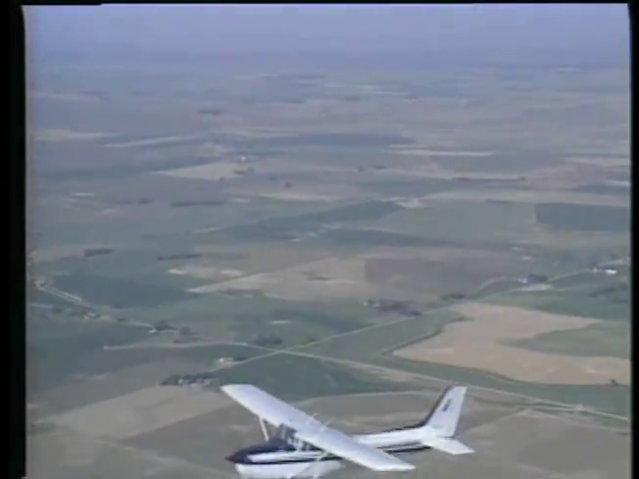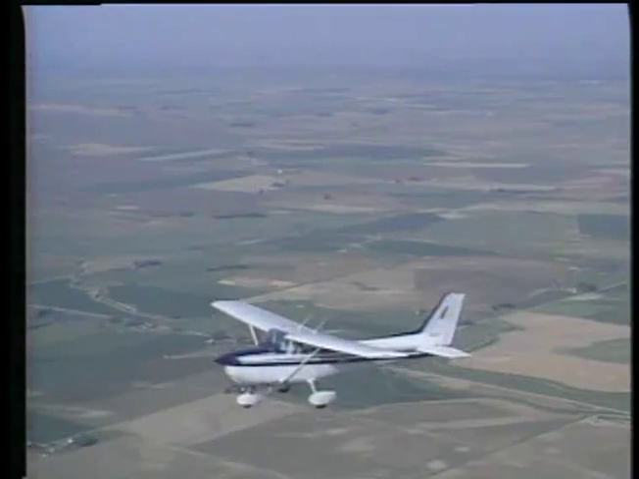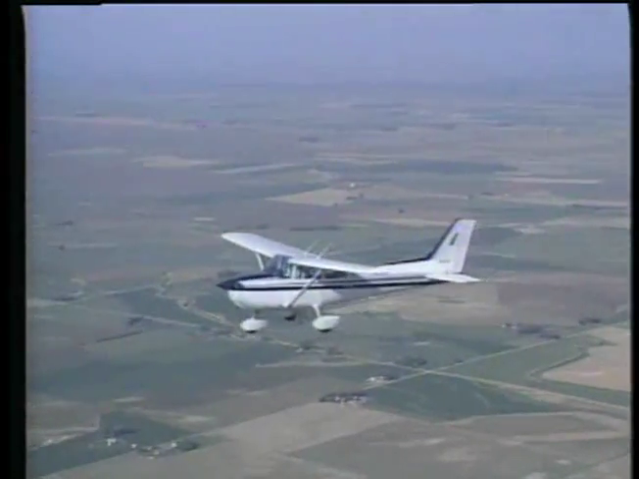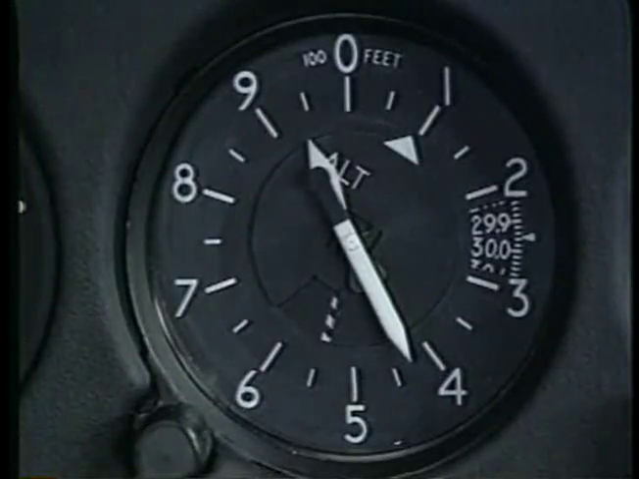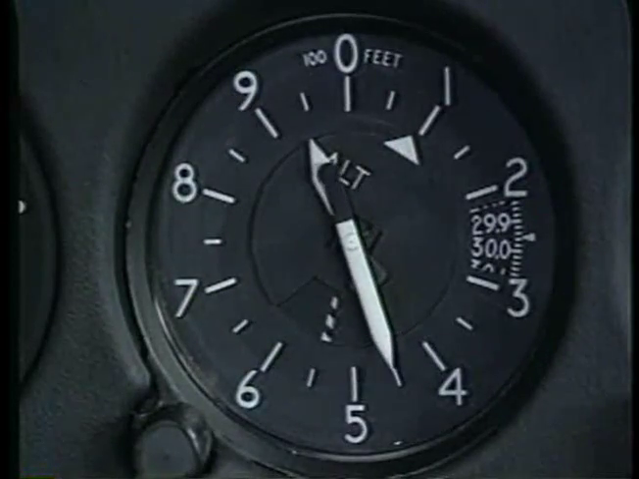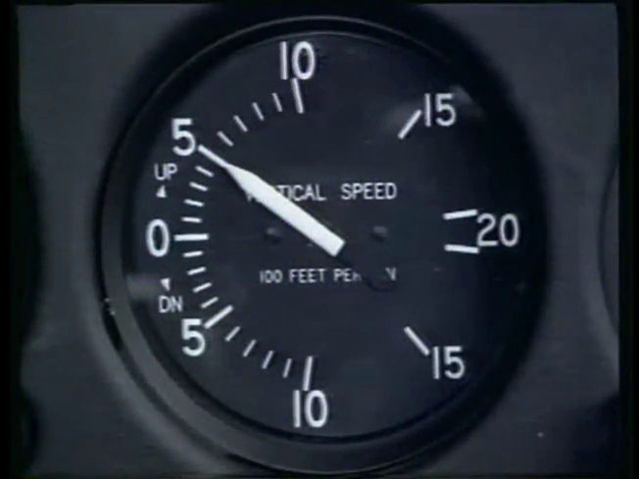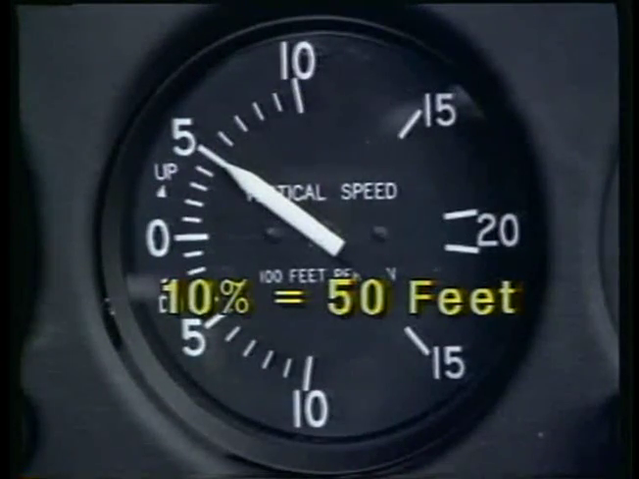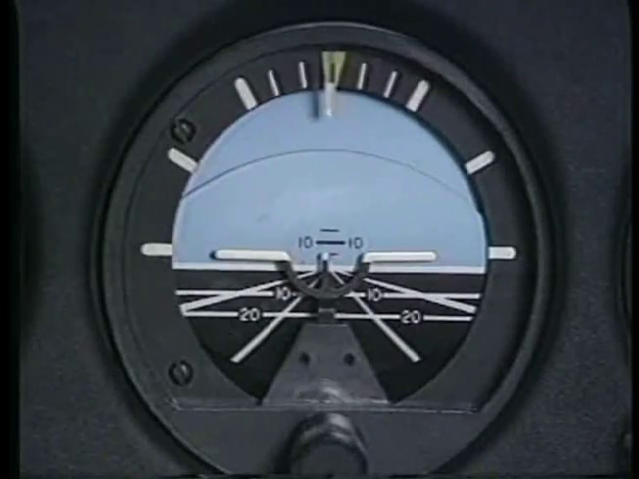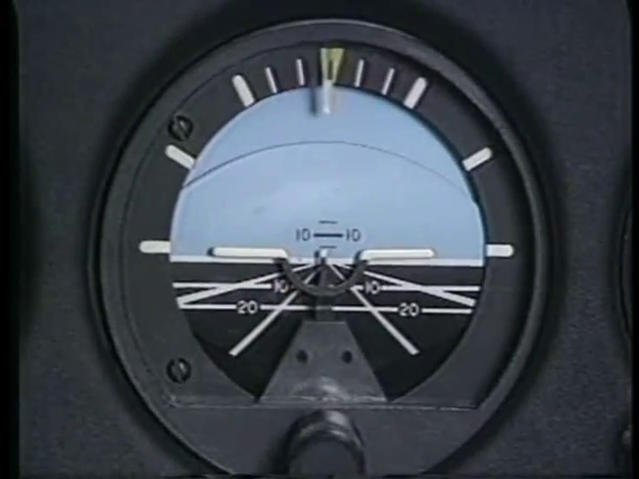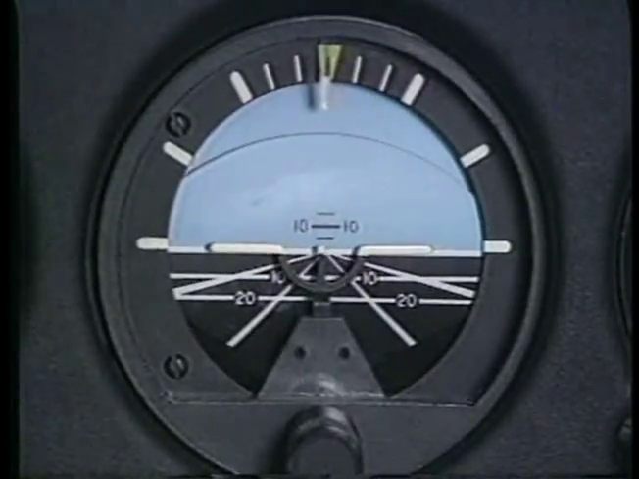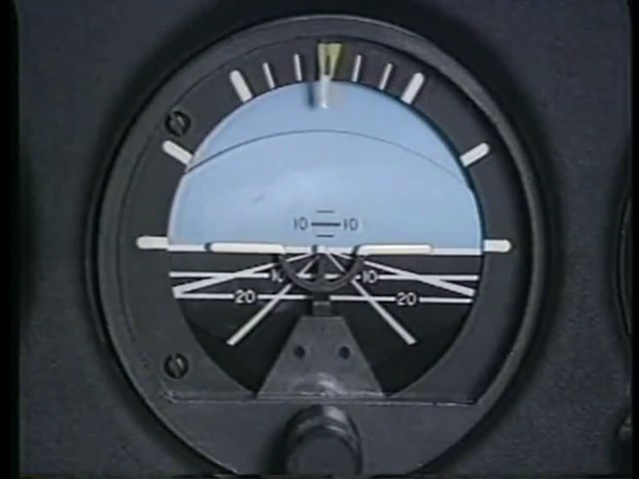The level off from an instrument climb is performed the same as with outside visual references. As you approach your desired altitude, begin the level off by leading the altitude by 10% of the vertical speed. For example, if you are climbing at 500 feet per minute, lead the level off altitude by 50 feet. To level off, apply smooth controlled pressure until the miniature airplane on the attitude indicator is aligned with the horizon reference line.